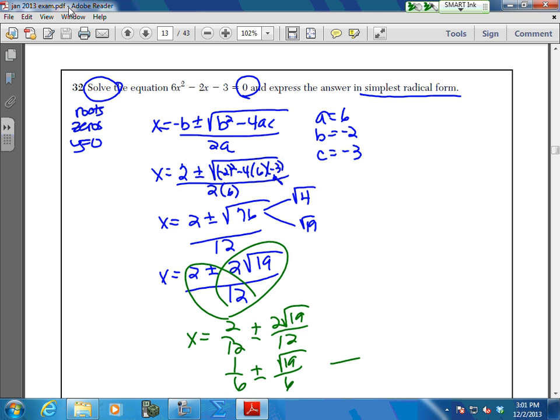If you want to combine it at the end, combine it back. If you factor up here, factor out a 2. Do not cross them out. Factor it out, and then you can factor out the 2. And you're going to get the same answer. This is your simplest radical form. This is what they're looking for.